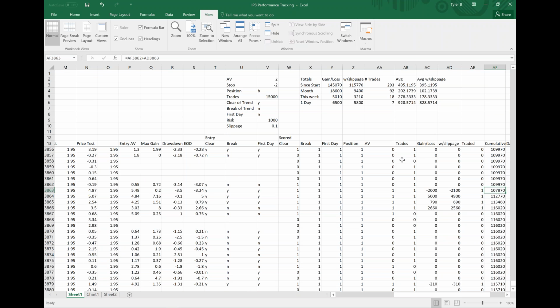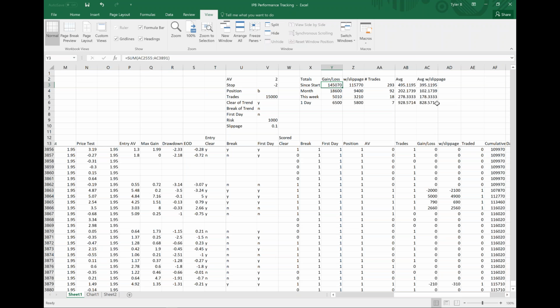And then I started tracking the performance of the rules using different criteria, this being since the start of August. So since the start of August, using these parameters, which I can change, I've got a net gain of $115,000 on 293 trades with an average profit per trade of $395. Today, my strategy made a profit of $5,800 on 7 trades for an average profit per trade of $828.